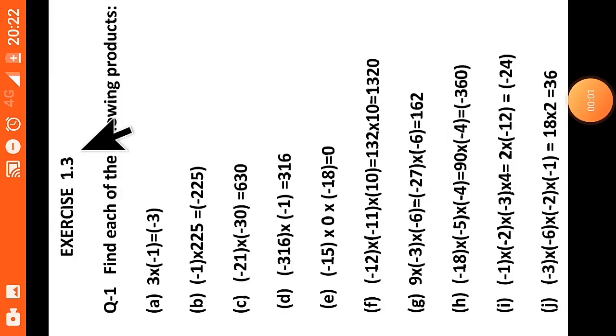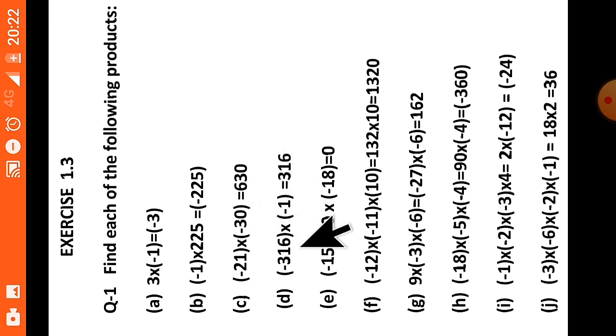Let us see exercise 1.3. Find each of the following products. First one, 3 into minus 1, that is 3 ones are 3 and plus minus will be minus, so minus 3. Minus 1 into 225, 225 ones are 225 and minus plus will be minus, so minus 225. Minus 21 into minus 30, 21 30s are 630 and minus minus will be plus, so plus 630.